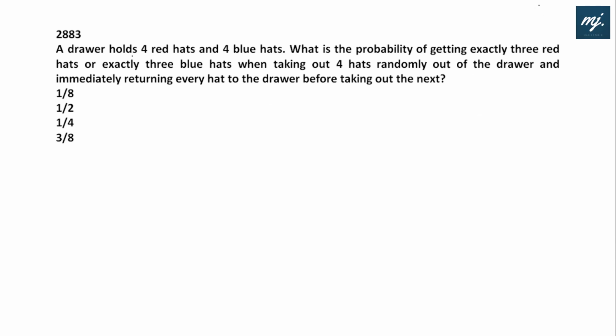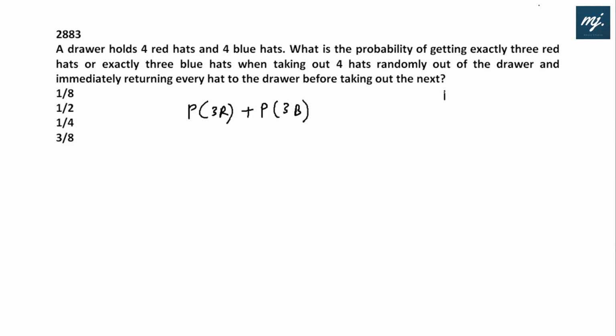A drawer holds 4 red heads and 4 blue heads. What is the probability of getting exactly 3 red heads, or exactly 3 blue heads, while taking out 4 heads randomly out of the drawer and immediately returning every head to the drawer before taking out the next?